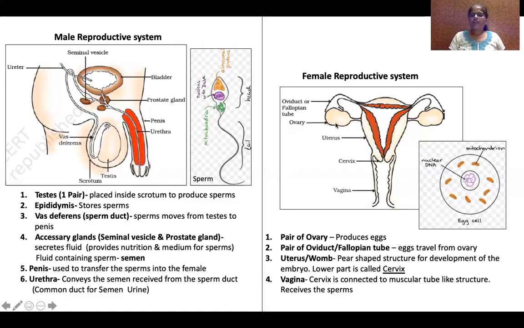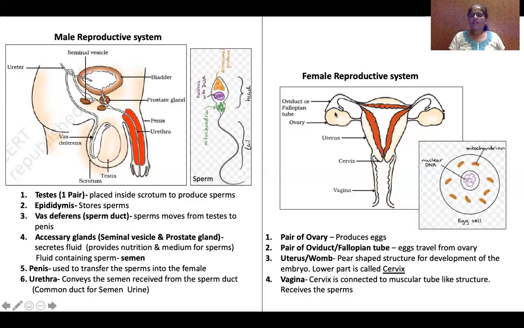During that time, if an egg is released into the oviduct, the sperms move towards the egg, and fertilization takes place in the fallopian tube. After fertilization takes place, it enters the uterus. That zygote divides and forms a blastocyst. This blastocyst gets implanted in the lining of the uterus. At one side of the uterus, it gets implanted.